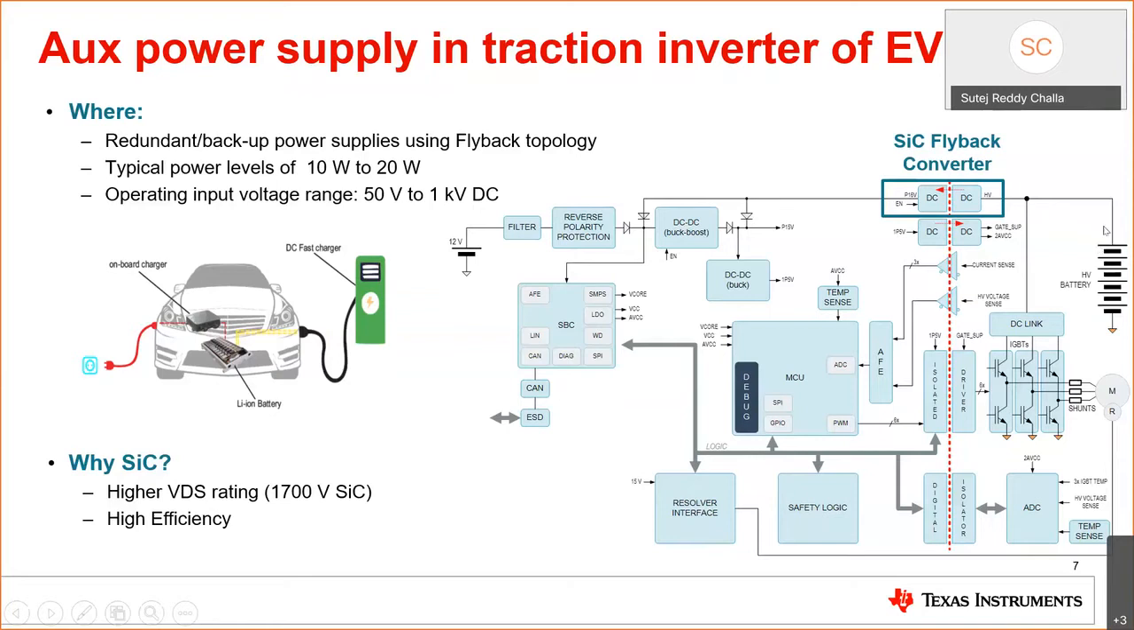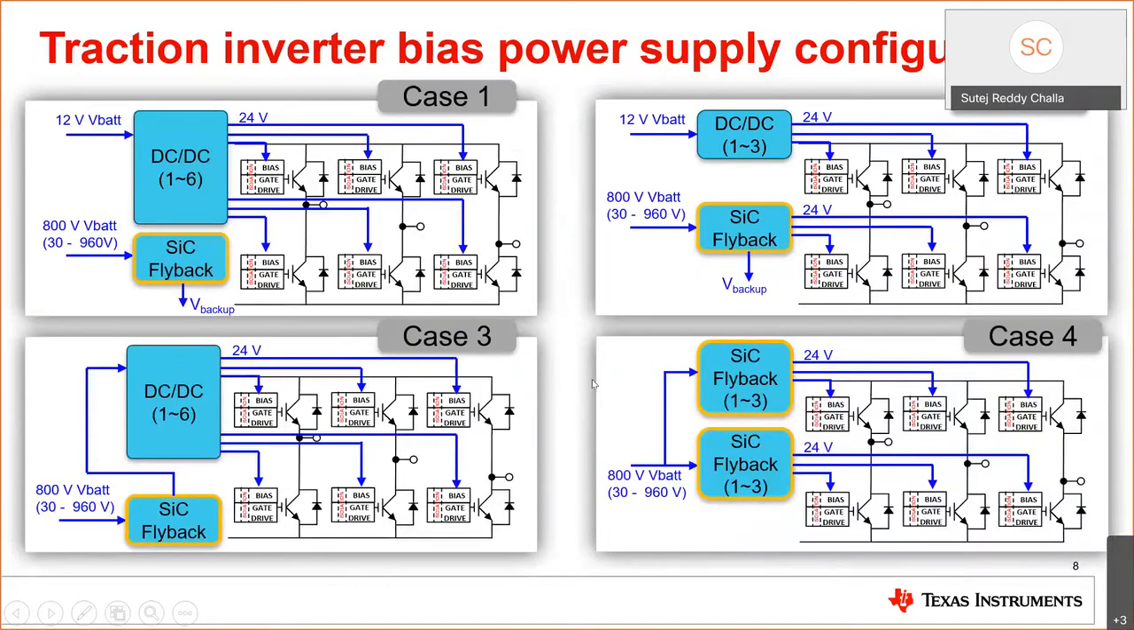And with such a high DC bus voltage, with such a high battery voltage, higher VDS rated MOSFETs are required, and that's why SiC is a preferred switch in this solution as well. Also, another requirement in this system is high efficiency. Although in the previous slide we have shown the generic configuration for an auxiliary power supply in a traction inverter, there can be different configurations based on the OEM's choice. Here we are showing four such cases.